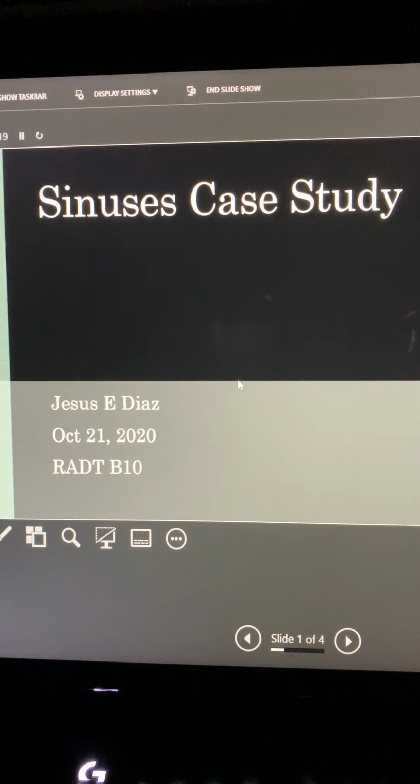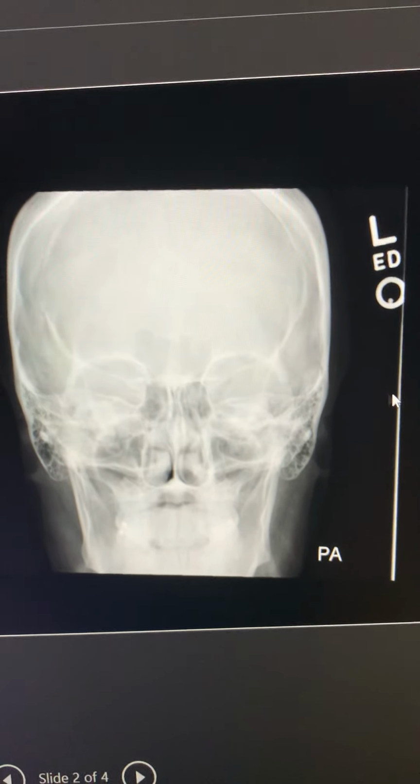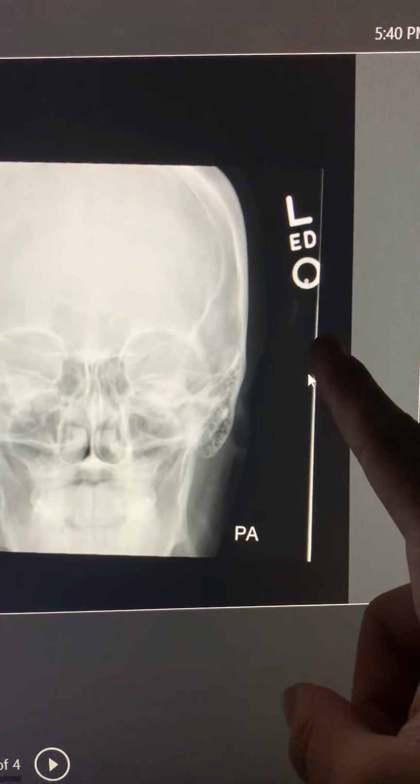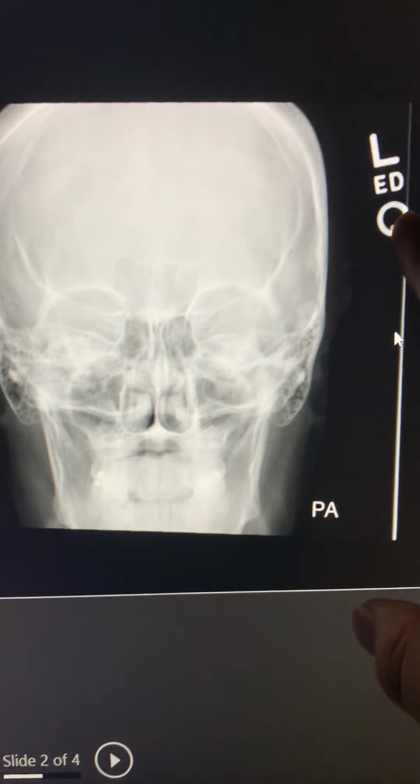And let's get started. Here we have a PA Caldwell, and here is our film. It is marked PA, annotated PA, and it is also marked to the lateral aspect.